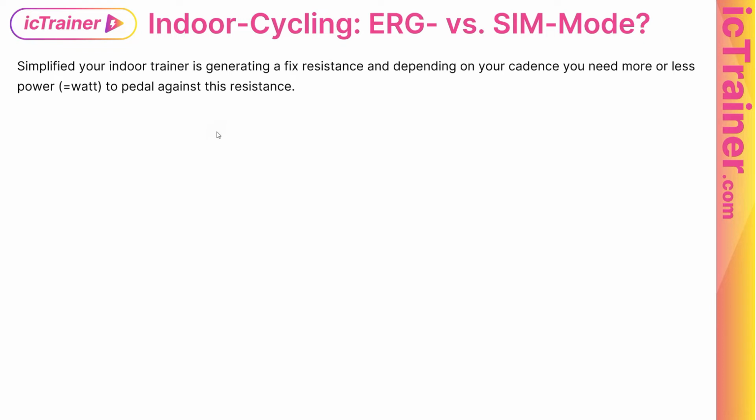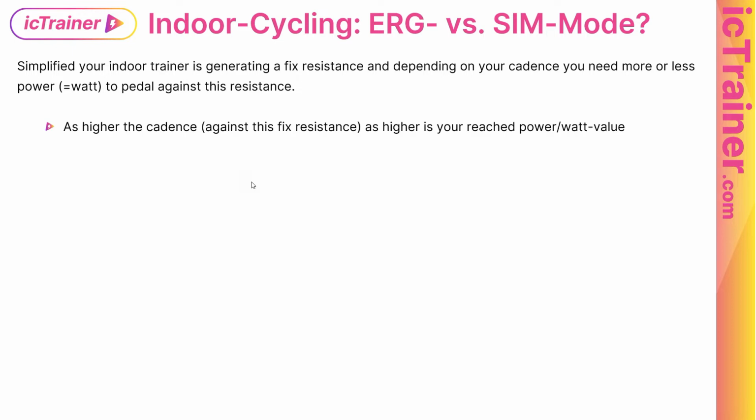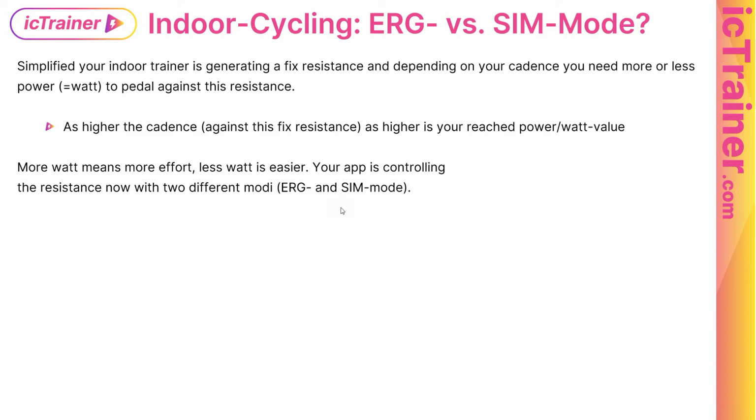Simplified, your indoor trainer is generating a fixed resistance, and depending on your cadence, you need more or less power, meaning watts, to pedal against this fixed resistance. The higher the cadence against this fixed resistance, the higher is your reached power watt value. And more watts means more effort, fewer watts is easier.